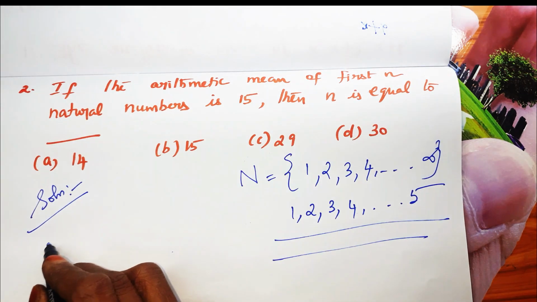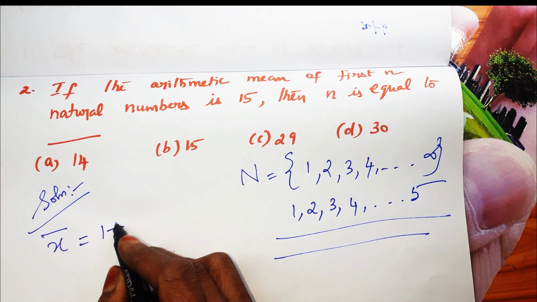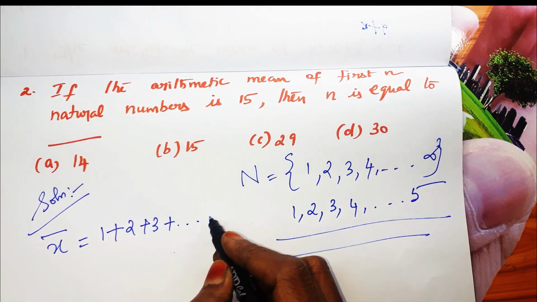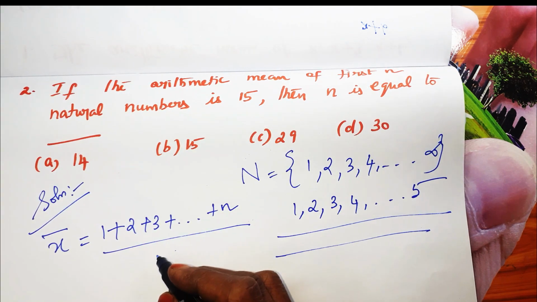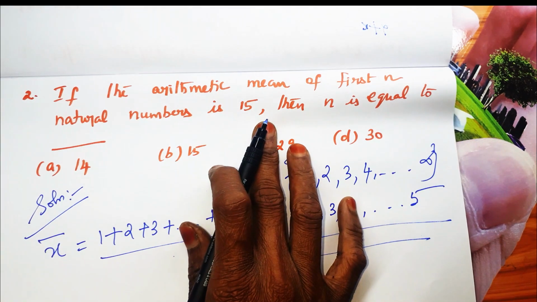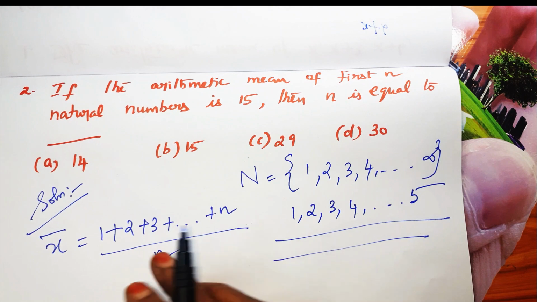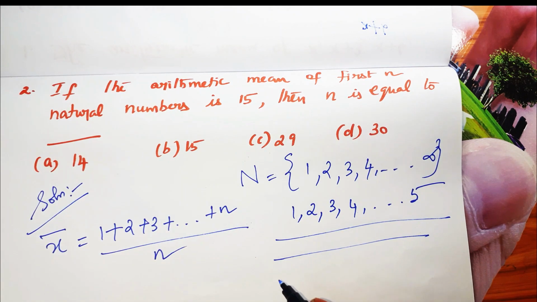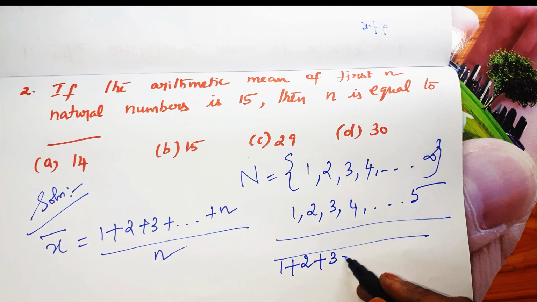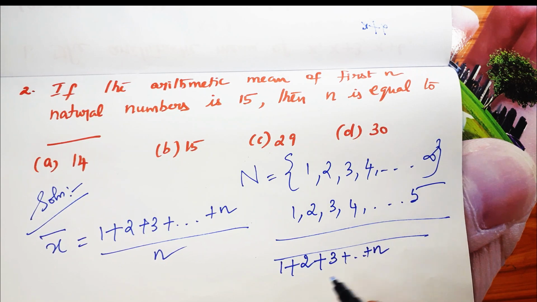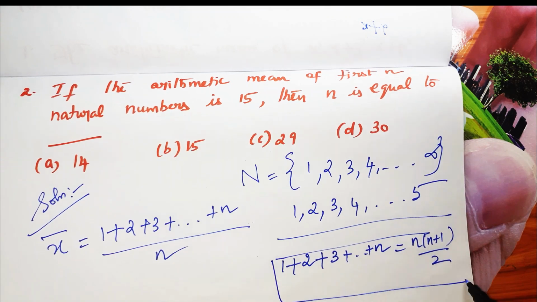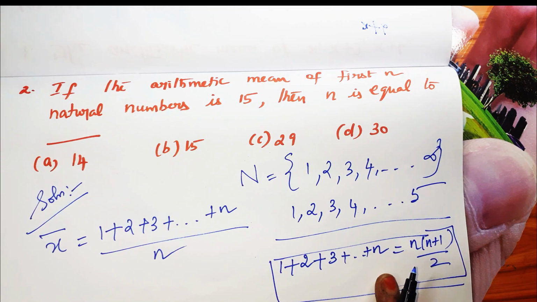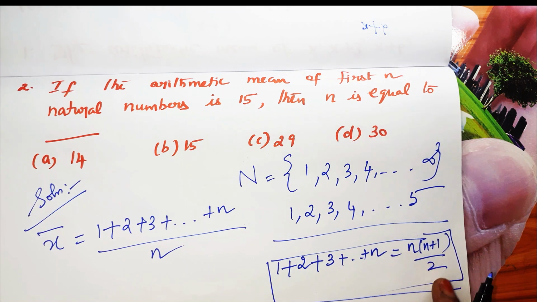So what we have to find? We have to find x bar. x bar is equal to 1 plus 2 plus 3 plus etc., up to n, summation xi by summation fi. That is the total number of natural numbers. What is the total number of natural numbers we are taking? n. So 1 plus 2 plus etc., up to n, by n. What is the formula for summing n natural numbers? 1 plus 2 plus etc., up to n, which is equal to n into n plus 1 by 2. This is the formula for adding the first n natural numbers, n into n plus 1 by 2.